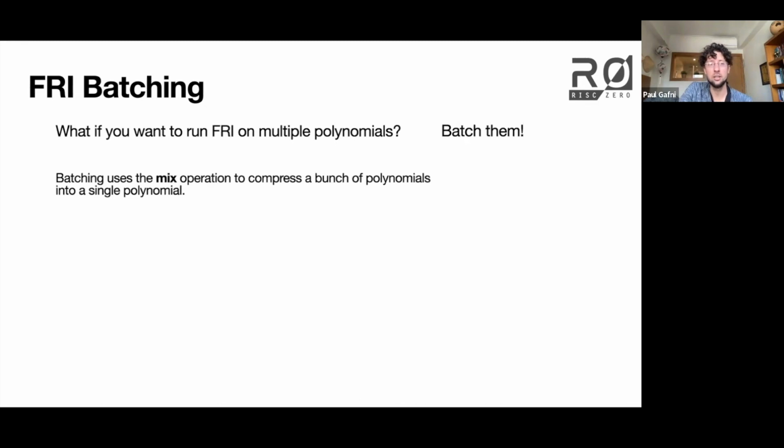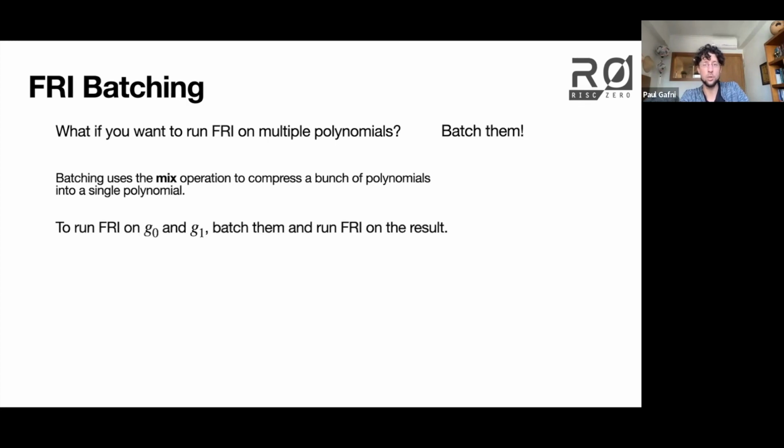So batching uses this mix operation in order to compress a bunch of polynomials into a single polynomial. And this notion comes up all over the place. It's not limited to this context. It's not limited to FRI at all. So in terms of ZK tools to have in your tool belt, the idea of using randomness to compress a bunch of things into a single thing is a very common technique.